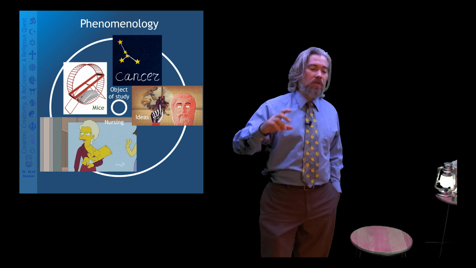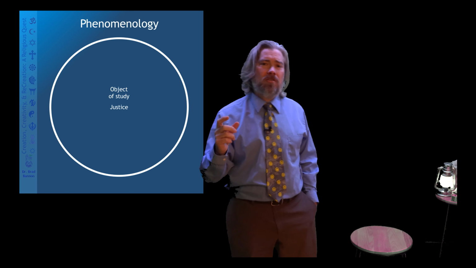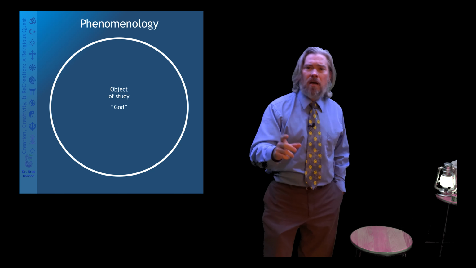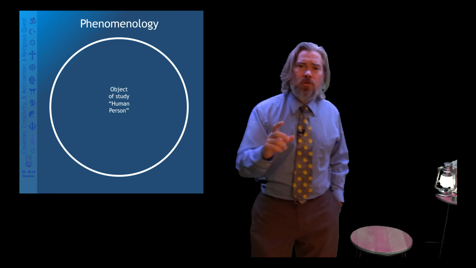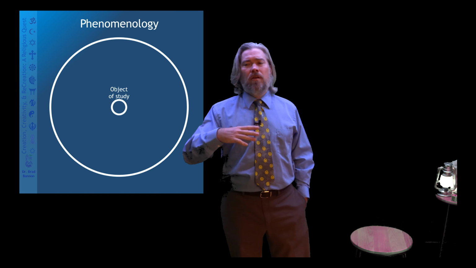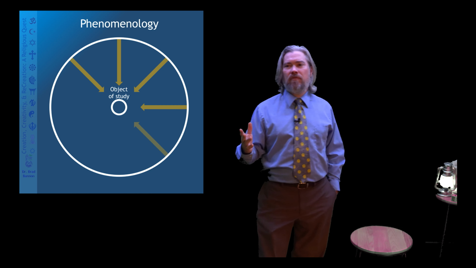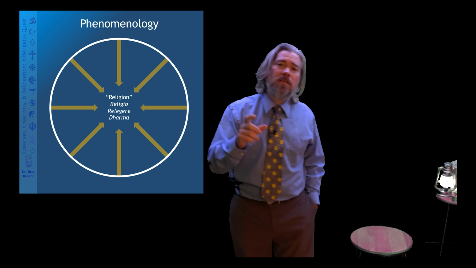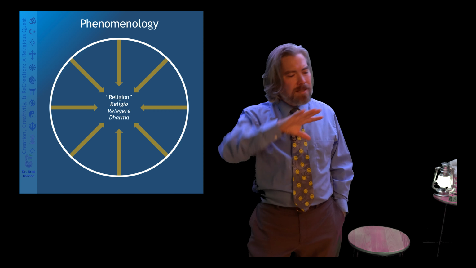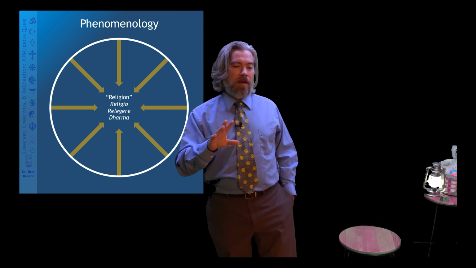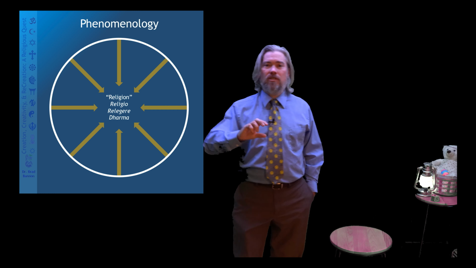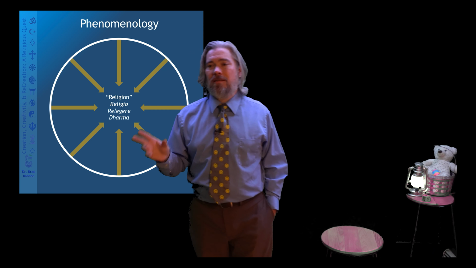Throughout much of this course, we'll use justice, and we'll put justice at the center of that circle, or we could put God at the center of that circle, or human person at the center of that circle. We'll take turns doing all of these sort of things. We'll begin, in fact, by putting religion in the center of this circle and trying to see religion, just the word and the idea of religion, from as many different perspectives as possible.